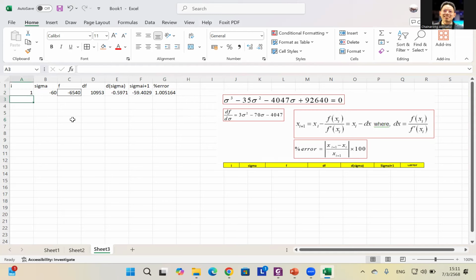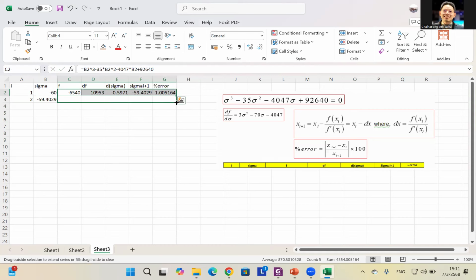And then for the second one, it should be the same, but change sigma to be the new one. Here, right? And after that, this should be the same.